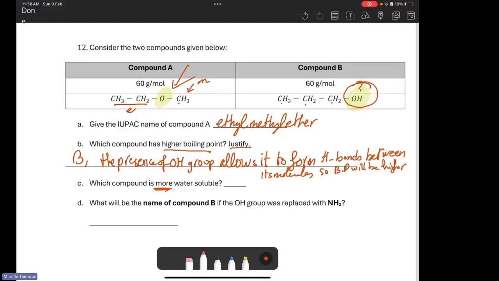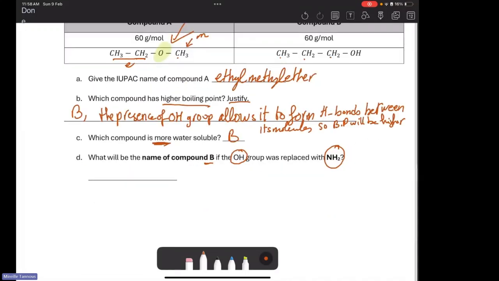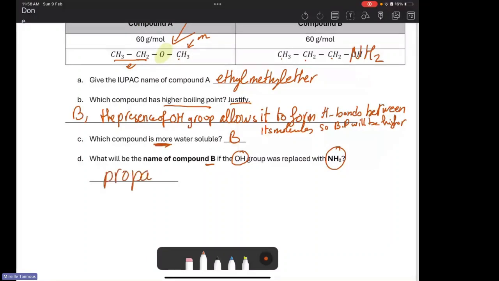Which one is more water soluble? Both of them are water soluble. But which one is more water soluble? Of course, the one that is more polar, the one that is forming hydrogen bonds more, will be more water soluble. What will be the name of compound B if instead of the OH I have an H? Okay, let's change it. So here I have NH2. What should the name be? Instead of saying propanol, instead of saying propan-all-1, we will say 1-propanamine. Done. That's it.